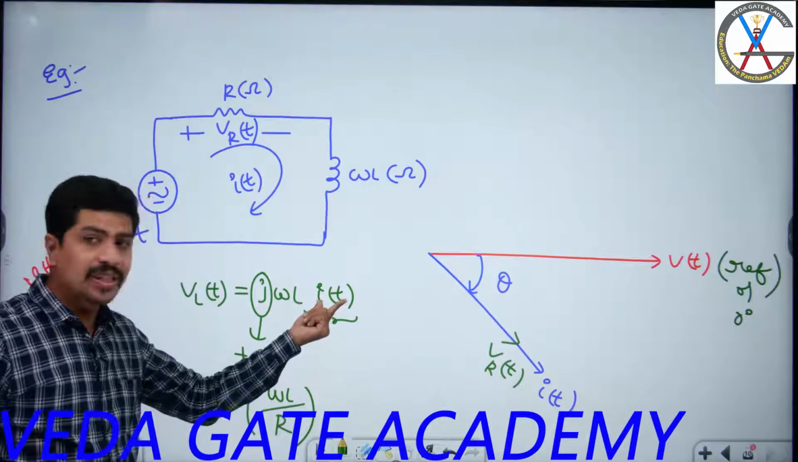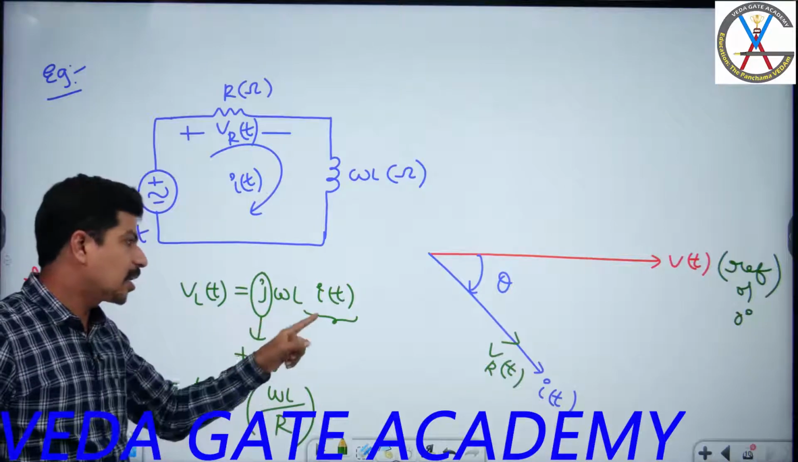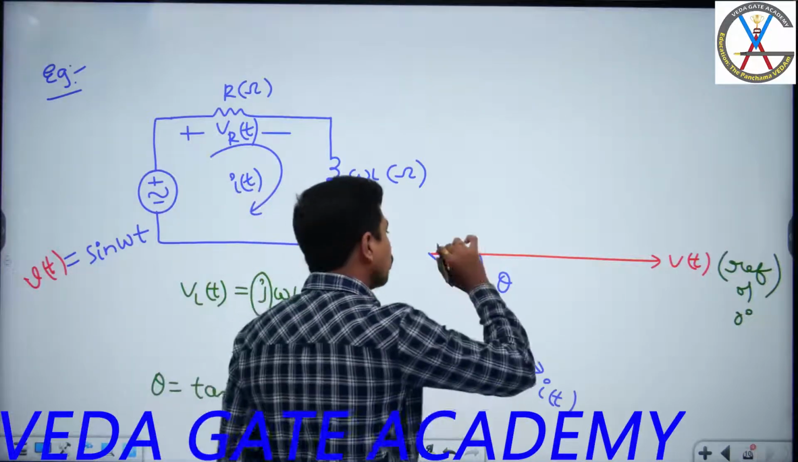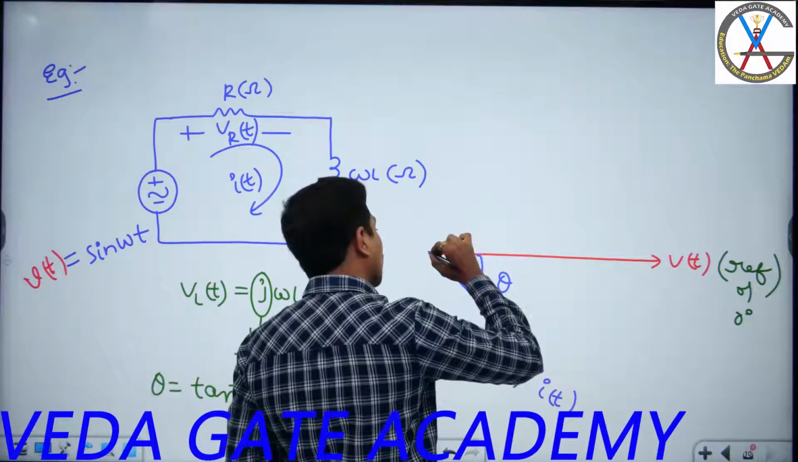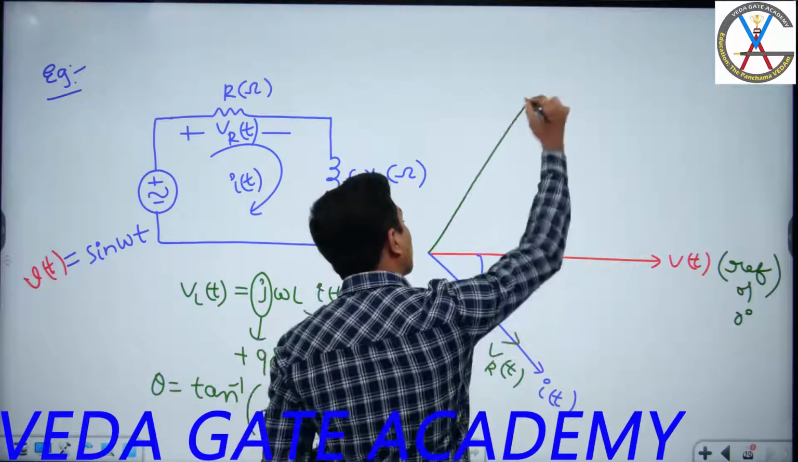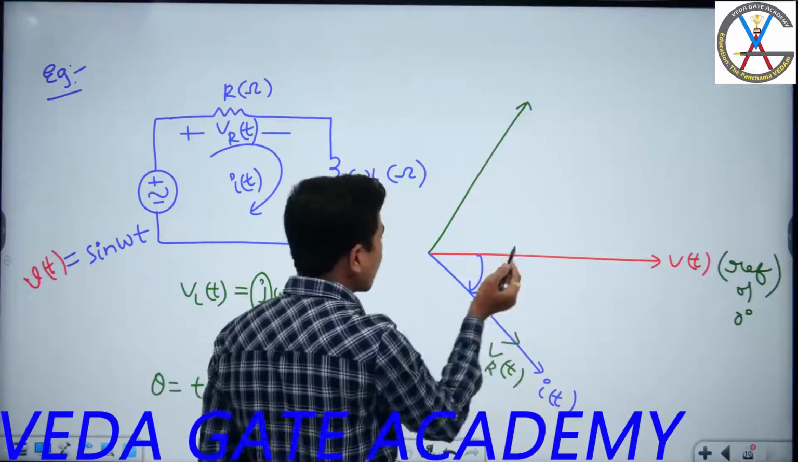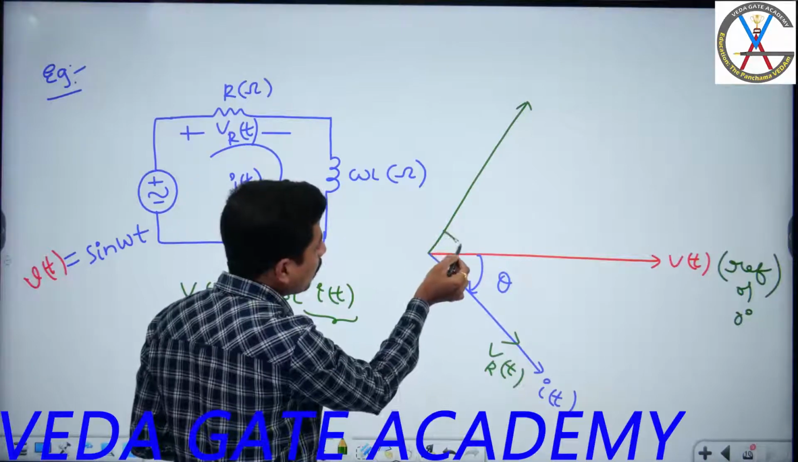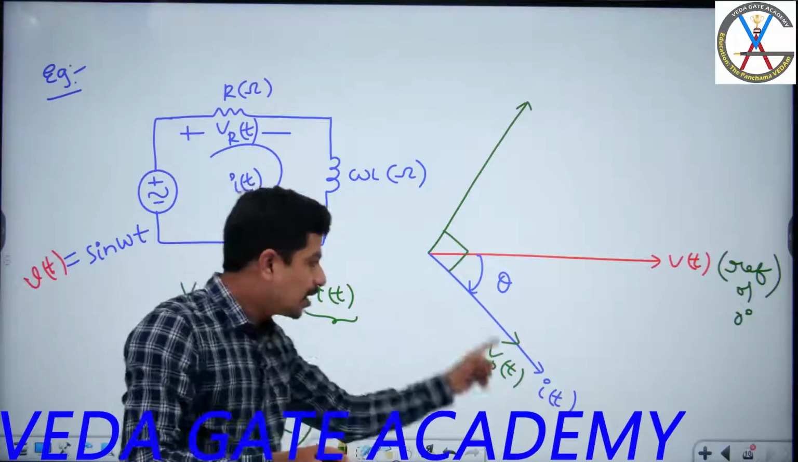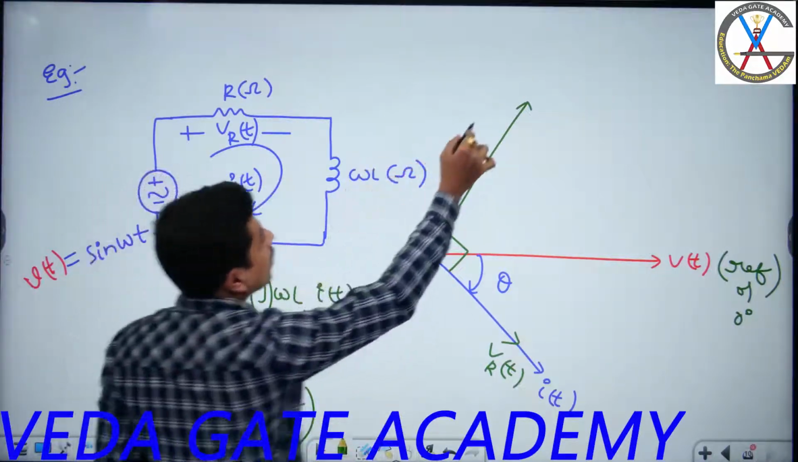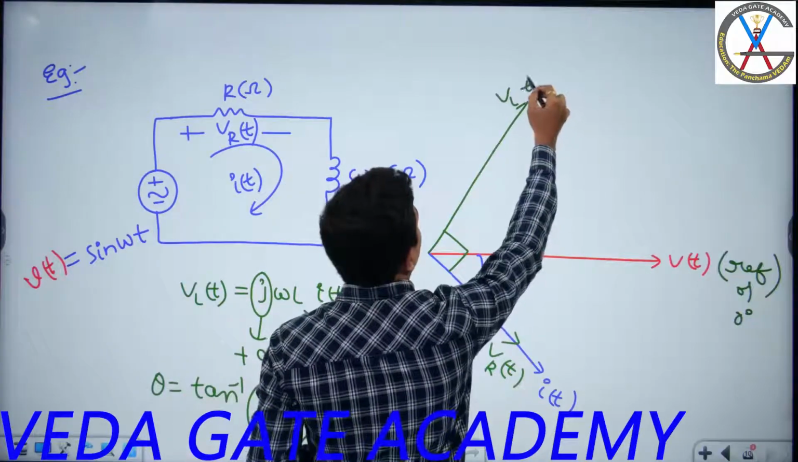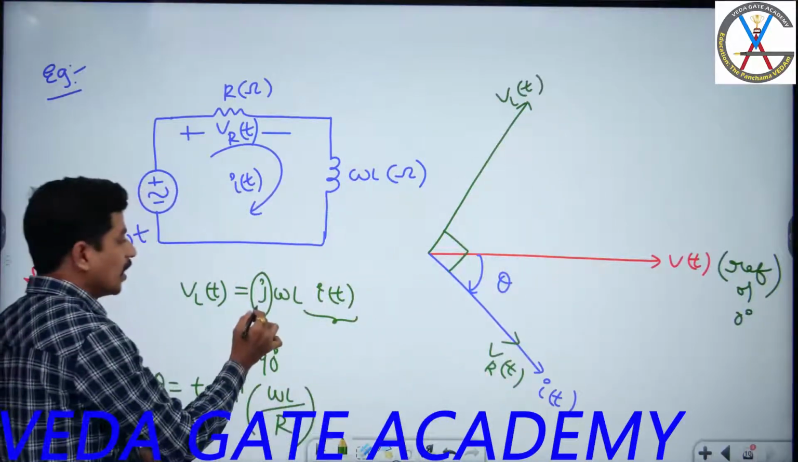This already has some theta. Theta plus 90 means that, when compared to the current, the voltage across the inductor is 90 degrees ahead. Yes, this is the current. When compared to the current, the voltage across the inductor will be 90 degrees leading. Yes, this 90 degrees is extra.